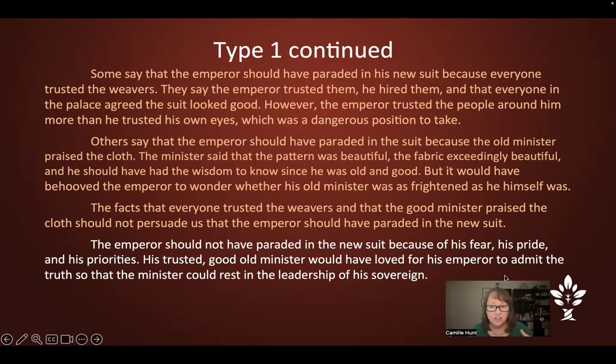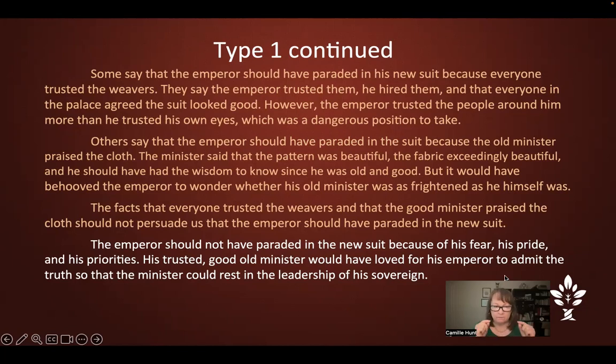"Others say," and again, just like in the proof paragraphs, we repeat the thesis. And here it's the counter thesis. Others say the counter thesis because of the main reason. And then the three supports in one sentence. Ministers say the pattern was beautiful, the fabric beautiful. He should have had the wisdom. A minister should know. But the inadequacy: it would have behooved the emperor anyway to wonder whether his old minister was as frightened as he himself was.